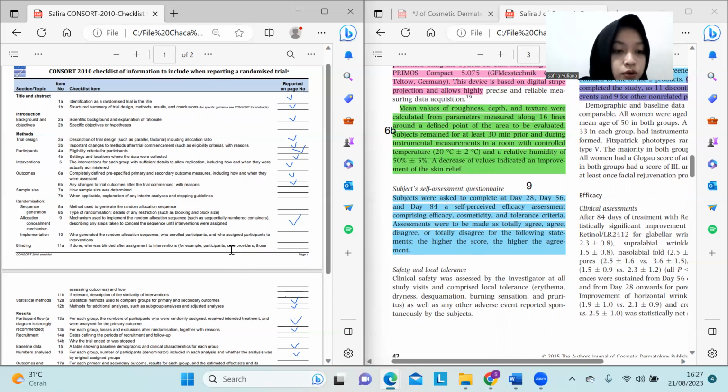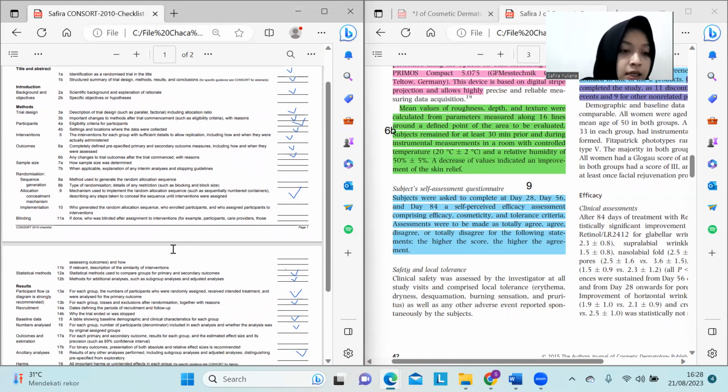And next, we move to number 12, because number allocation and implementation, number 10: who generated the random allocation sequence, who enrolled participants, and who assigned participants to intervention is not stated in this journal. And next, the blinding is number 11A. If done, who was blinded after assignment to intervention, for example participant, care provider, those assessing outcomes, and how.